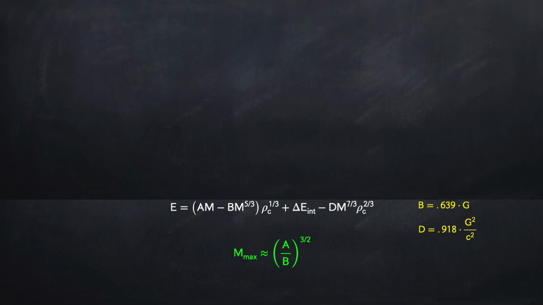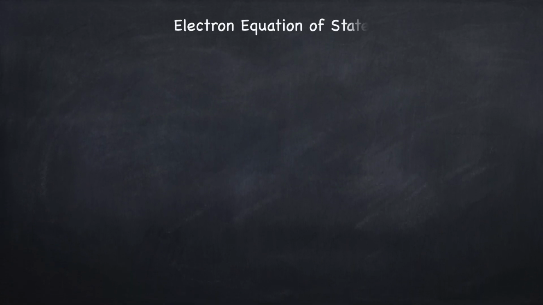To find A, we have to come up with an equation of state, which I've already said is going to be relativistic and degenerate electrons.